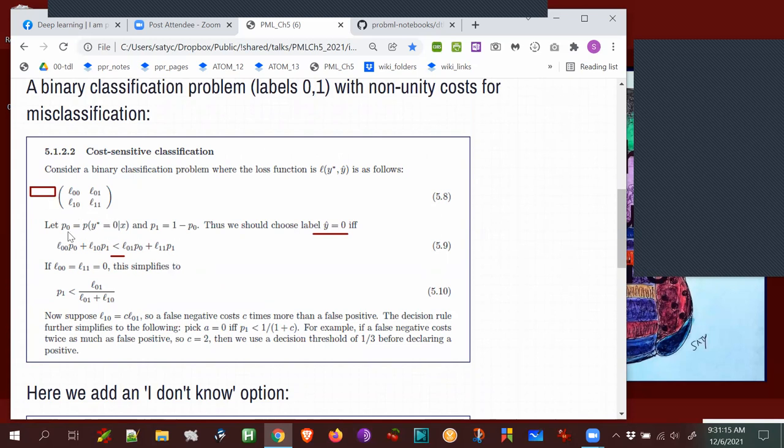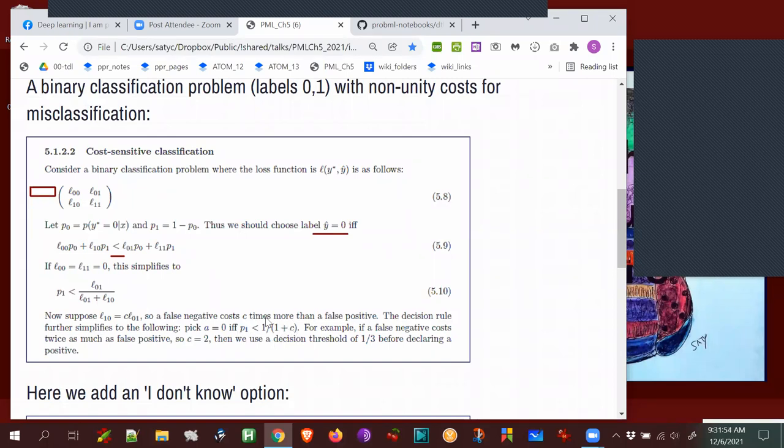So then, supposing P0 is the probability that what you pick is zero, and then one minus that is the other probability. So then when will you actually choose the label zero? If this is less than that. Meaning, to make it more specific, suppose these are zero, then they just go away. And then everything is now a function of just L01 and L10. But because of this, those are related as well. So if you simplify it, you can just say L10 is C times L01. So everything is now in functions of C. So then the L01 term just drops out.